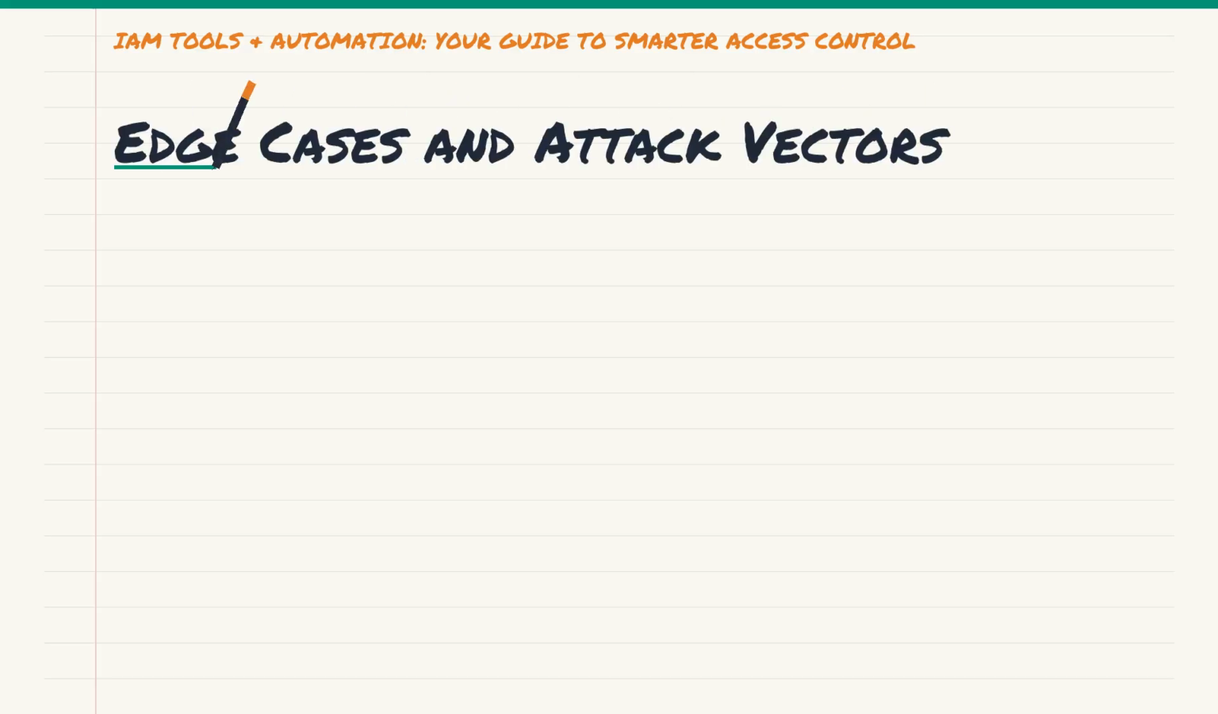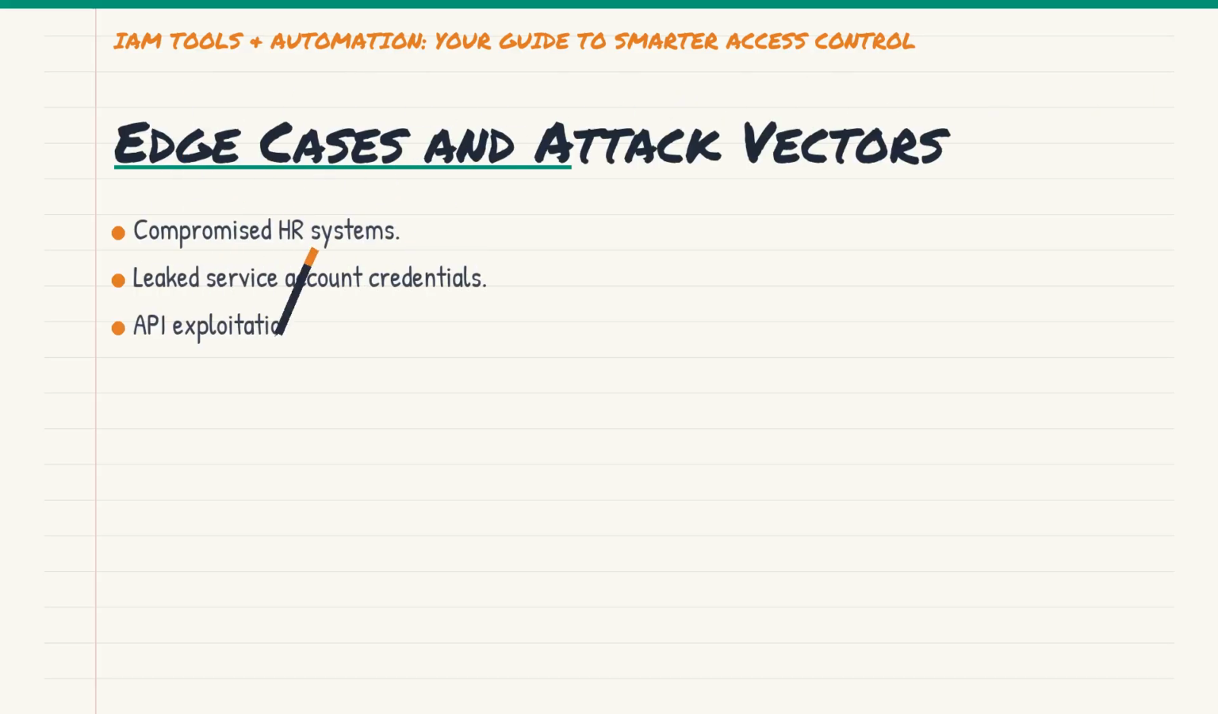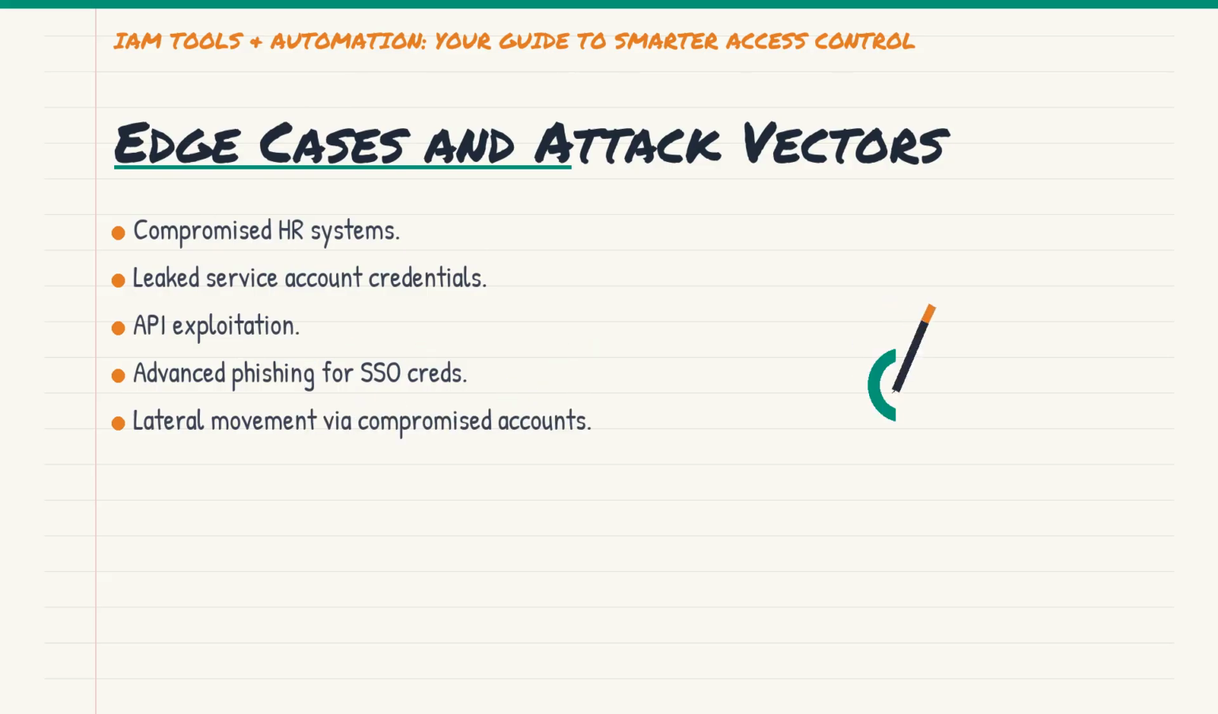Even with great tools, we need to be vigilant. What happens if an HR system is compromised and fake new hires are provisioned? Or if a service account credential is leaked? Attackers love targeting the weak points in the chain. They might try to exploit vulnerabilities in APIs, craft sophisticated phishing attacks to steal SSO credentials, or use compromised privileged accounts to move laterally. Understanding these attack vectors helps us configure our tools and policies to mitigate them effectively.